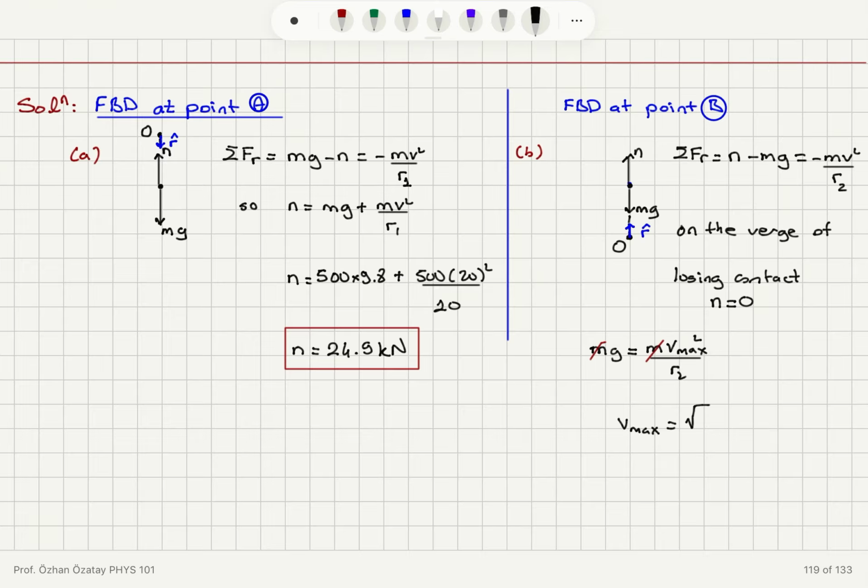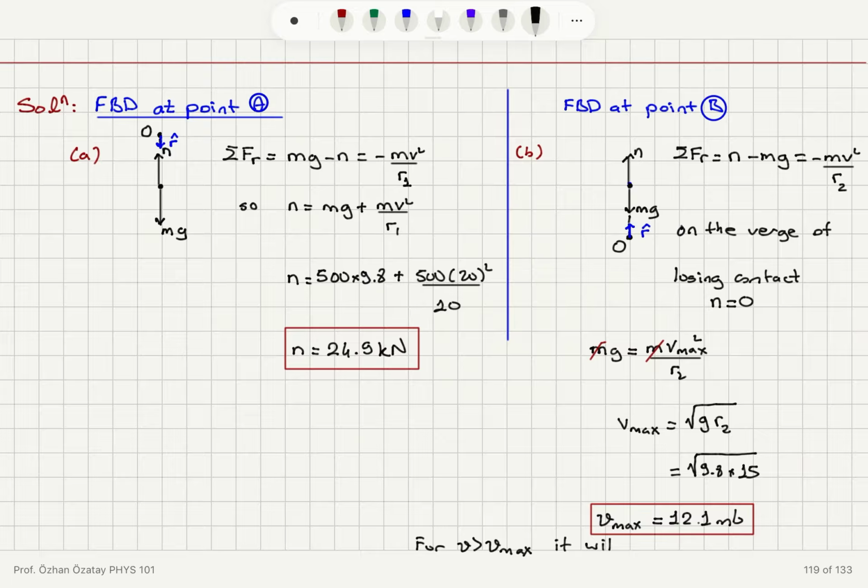So with this maximum speed of square root of g r2, I would have loss of contact, so this would be 15 meters times 9.8 meters per second squared. So I find that the maximum speed the car can have is 12.1 meters per second, and if the speed exceeds this value, so what would happen for v greater than v max? It will escape the track, lose contact with the track, and run away.